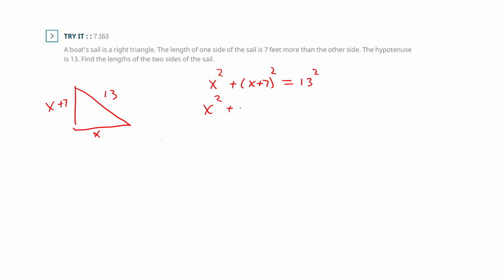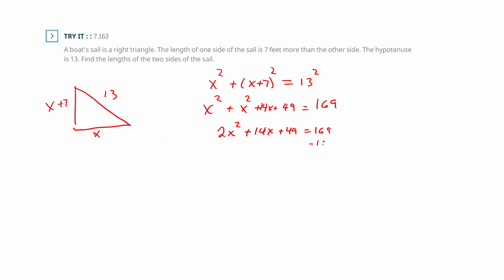Now you could FOIL this out, but I'm going to do our trick. Square the front, square the back. These two together would be 7x, so it must be 14x. And then I believe this squared is 169, but I don't want to screw it up, so yeah, it is. Okay, so far so good. Now these are the same kind of thing, so I have 2x squared plus 14x plus 49 equals 169.